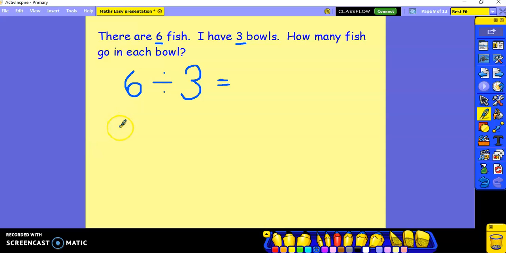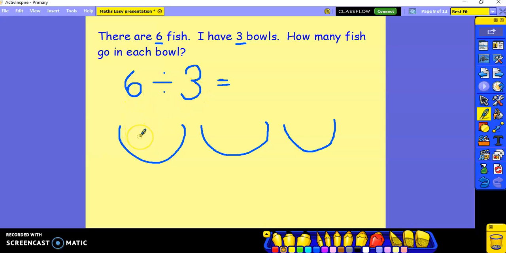Now I could draw the fish bowls. And if I was more of an artist, I could draw some fish. But my class definitely know Miss Moll is not an artist. So I will just continue with dots. So 6 divided by 3.